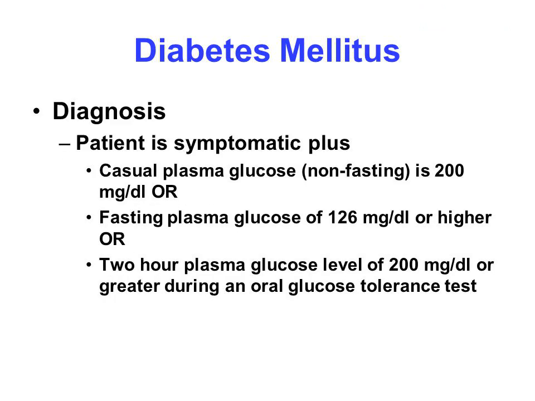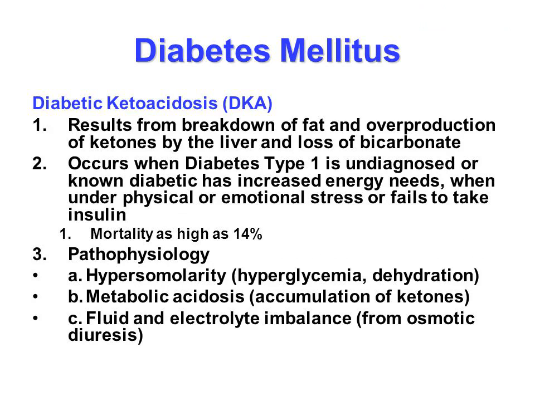Diabetes mellitus diagnosis: patient is symptomatic plus casual plasma glucose, non-fasting, is 200 mg/dl. Fasting plasma glucose of 126 mg/dl or higher, or 2-hour plasma glucose level of 200 mg/dl or greater during an oral glucose tolerance test. Diabetes mellitus. Diabetic ketoacidosis, DKA. 1. Results from breakdown of fat and overproduction of ketones by the liver and loss of bicarbonate.